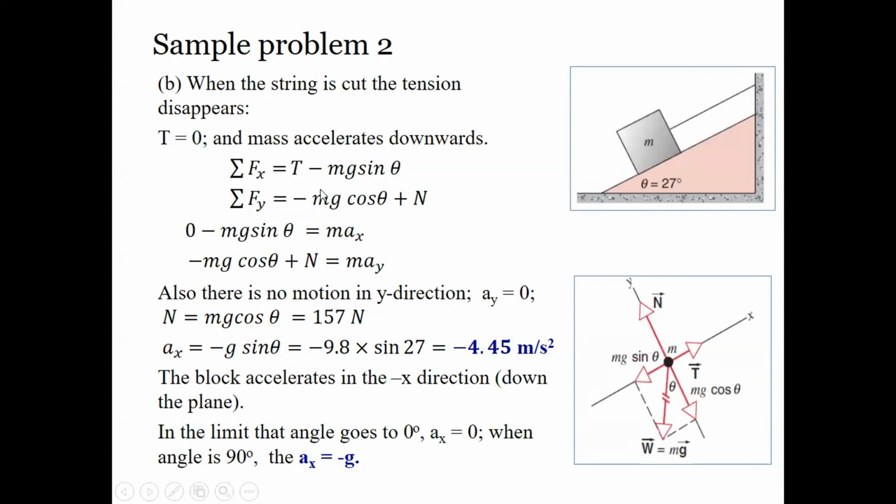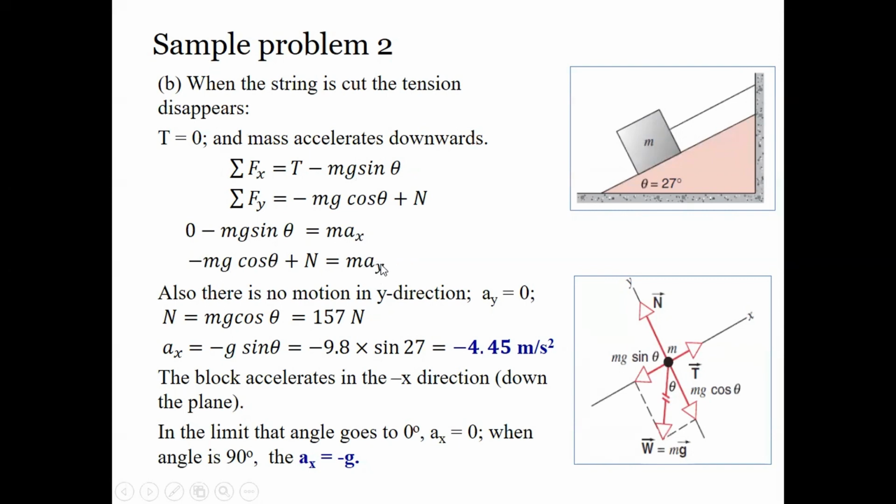Now the question comes: when the string is cut, the tension disappears. Then T becomes zero, because you cut the string, so this tension is gone. If T is zero, then the mass accelerates downward. It starts moving downward. So T minus mg sine theta and minus mg cos theta plus N, these two equations become 0 minus mg sine theta equal to mass times acceleration, and minus mg cos theta plus N equal to m into ay.